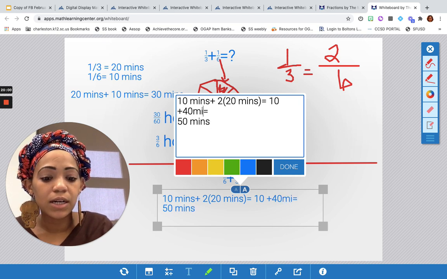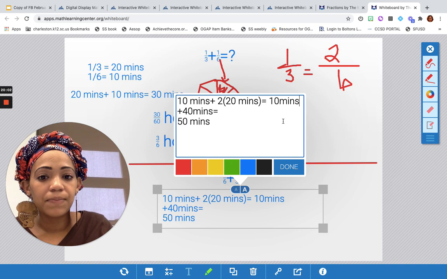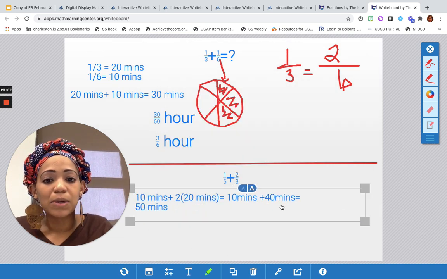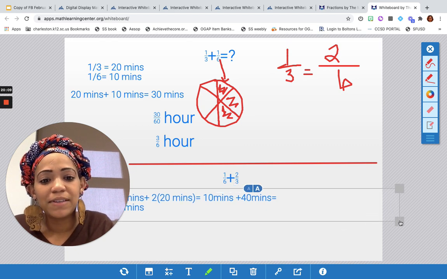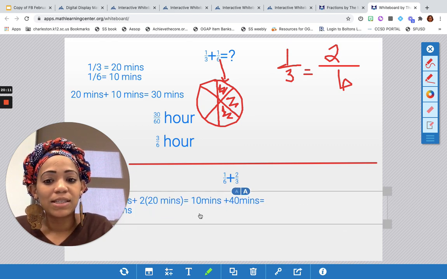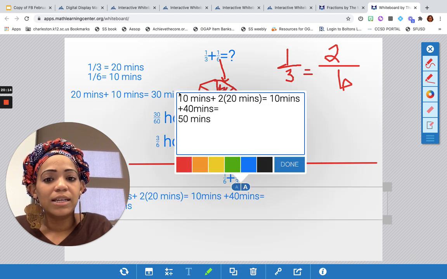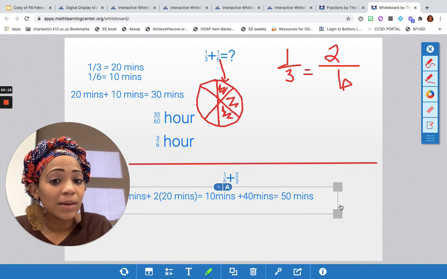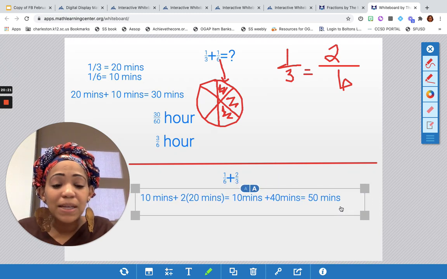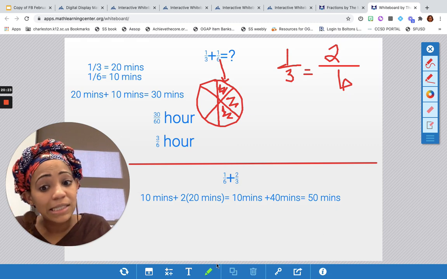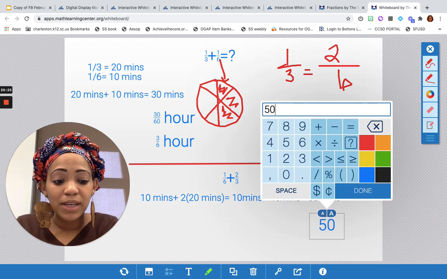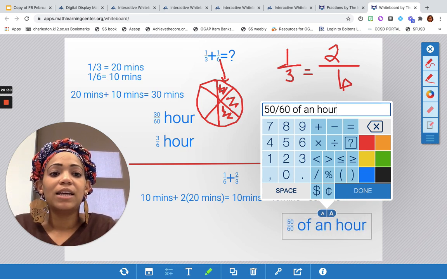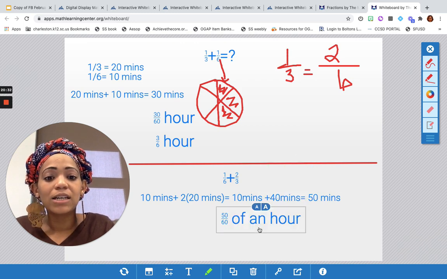My unit here is minutes this whole time. And so I'm having 50 minutes. But the question is asking me 1/6 plus 2/3. So I can't just write 50 minutes because that wouldn't make any sense. I need to write it in terms of a fraction. So let's think about minutes related to an hour. How many minutes are in an hour? 60 minutes. So then my fraction would be 50/60ths of an hour. And that could be my answer.